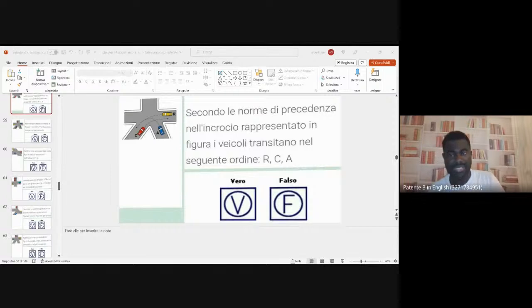And the answer to this question is false. Because the question says that R goes, followed by C, and A will be the last vehicle to go. The answer is false because R goes first, A follows, and C will be the last vehicle to go.